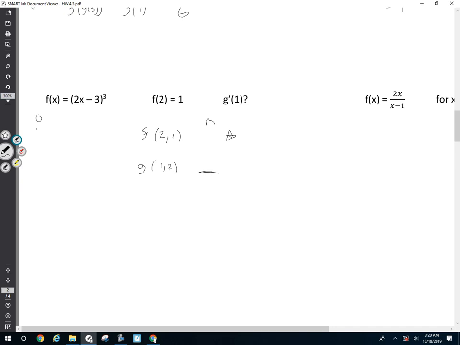I've got to use the chain rule for this derivative. I've got an outside and an inside. So this is a quick practice with the chain rule. I've got 3 stuff squared, and the inside derivative is 2. So f prime would be 3 times (2x minus 3) squared times 2. f prime at 2 is 1 squared times 3 times 2. So that's going to be 6. So since this is 6, g prime of 1 is 1/6.